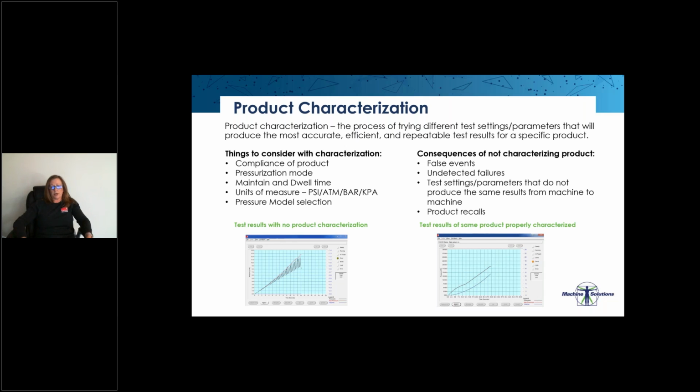With the use of Pressure Manager and trying different compliance settings and different burst and leak criteria, our engineers were able to achieve the graph that you see on the right. We see a very stable ramp rate, and we got repeatable burst criteria over several different samples. So I think this example really illustrates the importance of doing product characterization.